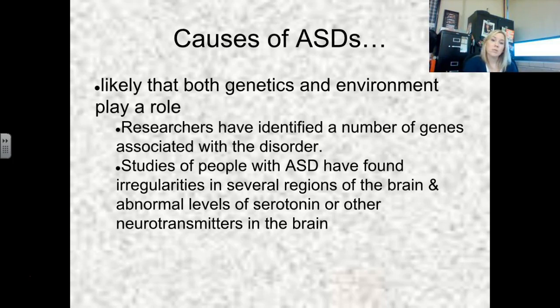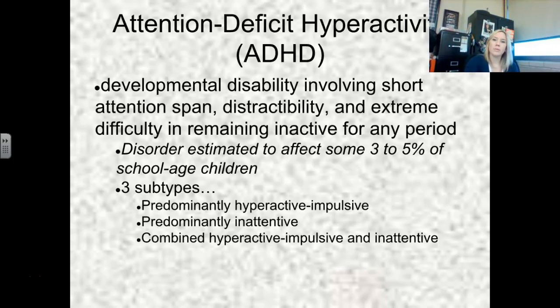There has been some research that's been able to identify quite a few genes that are associated with causing the autistic behaviors that present themselves. And there's also some research that shows that there are irregularities in regions of the brain, along with abnormal levels of serotonin and other neurotransmitters. So that would lend itself towards very much a biological component as well. But ultimately, it's important to recognize that there are sociocultural factors too.